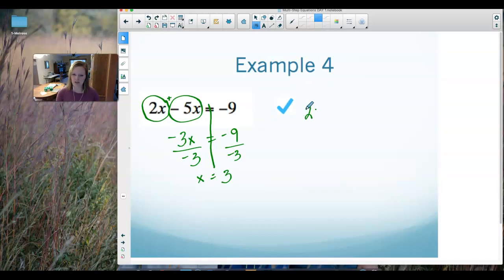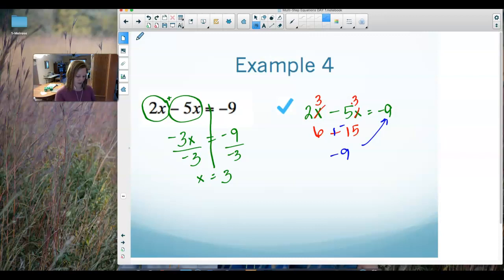Okay, I am going to do the check just to show you that it works. Remember, you don't have to do them. It's just nice to know if you're getting the right answer. So I'm going to replace the x with 3, a positive 3 this time. So I have 2 times 3 is 6, minus 5 times 3 is 15, and 6 minus 15, or 6 plus negative 15, is negative 9. So we can see that it does work, and we've got the correct answer.